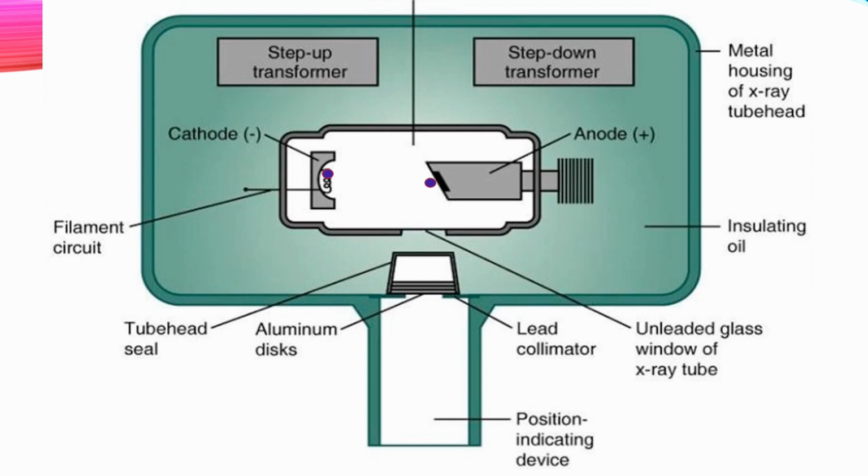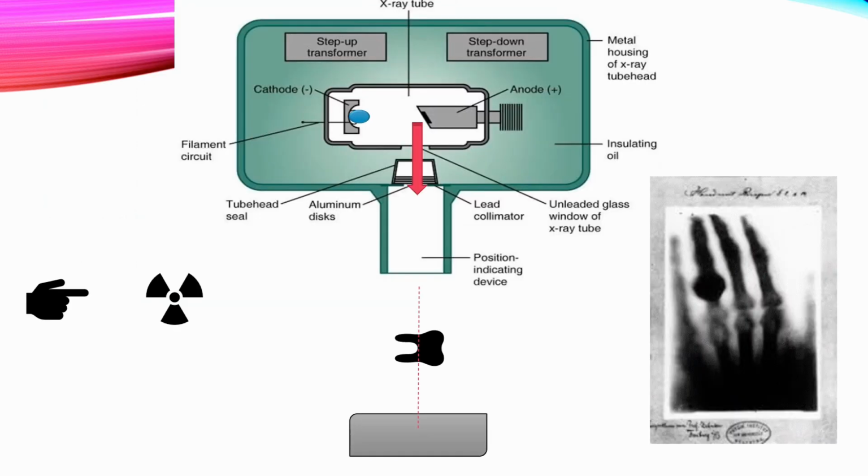Then it goes through the PID, which stands for Position Indicator Device. The PID then directs the beam where it needs to go. So I know this is a lot of technical terms, but hopefully this gives you a better understanding of what is going on inside of the tube head.